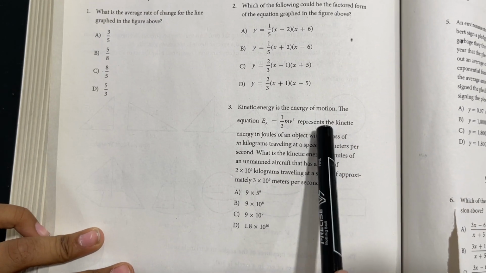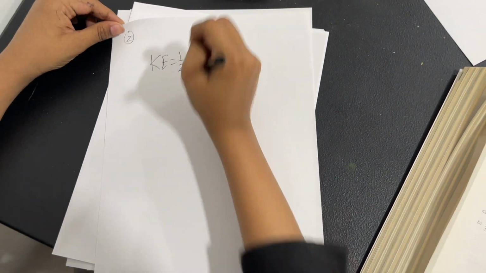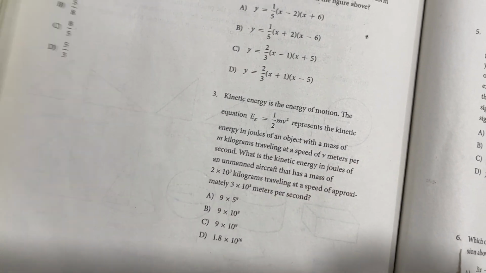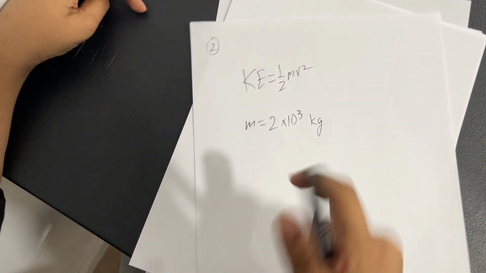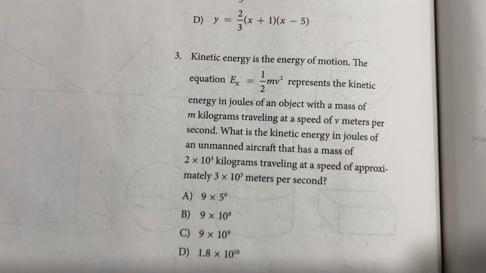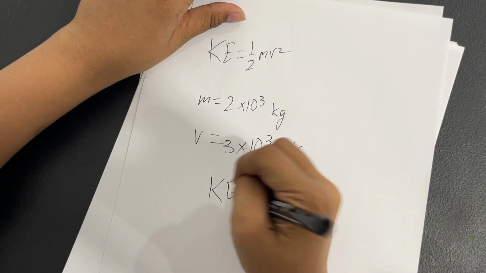Alright, second page. Number 3, kinetic energy is the energy of motion, blah, blah, blah. Okay, so KE equals half mv squared. Classic physics equation, or EK as they write it. So, what is the kinetic energy in joules if an unmanned aircraft has a mass of 2 times 10 to the 3rd power kilos and a speed of approximately 3 times 10 to the 3rd power? And so now we just plug in to find the kinetic energy.